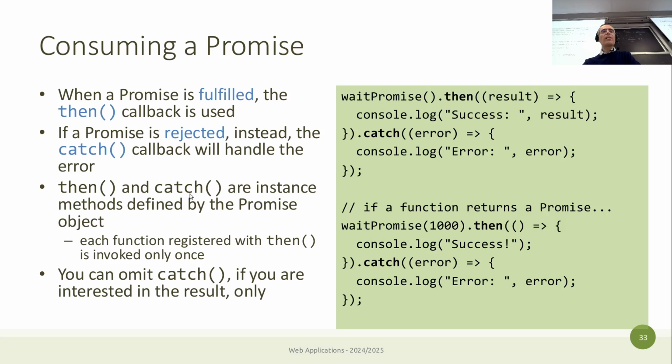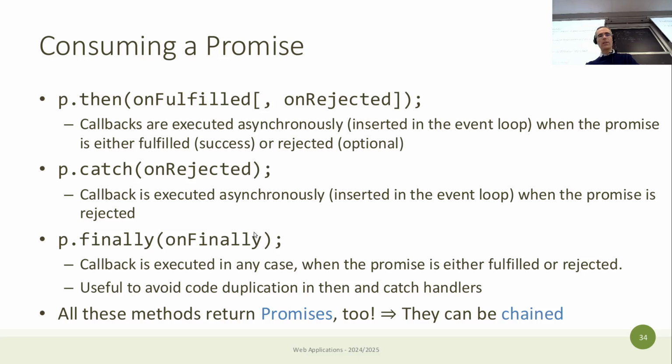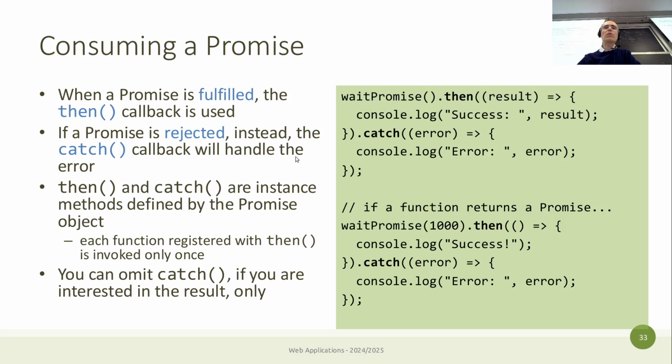Actually, .then and .catch are instance methods defined by the promise object, and well, you can omit the .catch. All methods return promises too, so you can chain the calls: .then, .catch, .then, another .then, .catch, and so on, because each .then, .catch will return another promise. So you have another method, .then, .catch, to attach a new callback. Okay, so that's why we can write .then, open the round bracket, close it here, and .catch here.